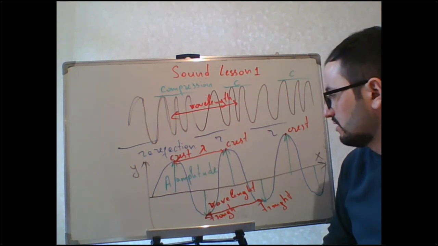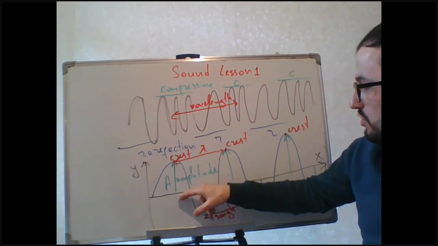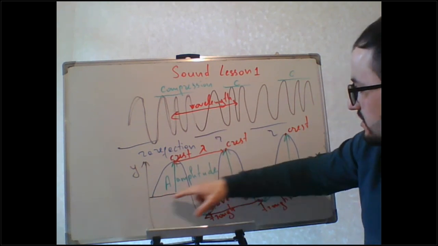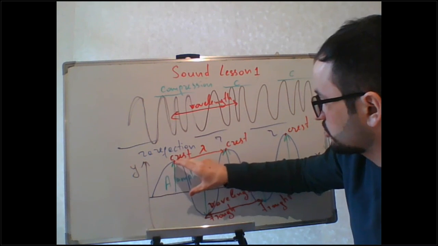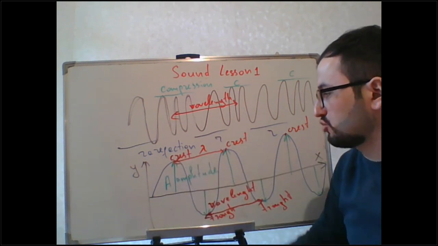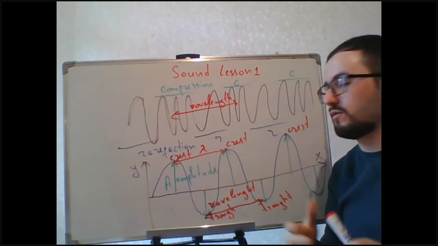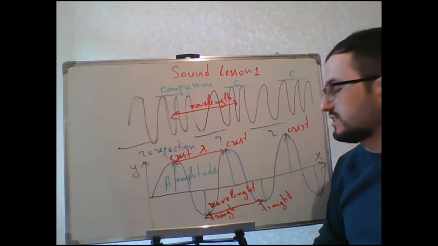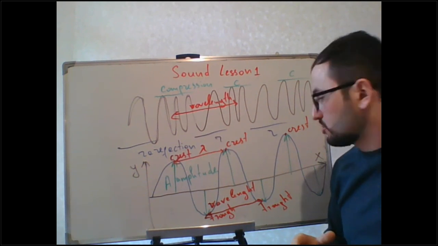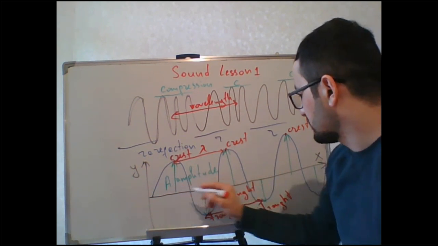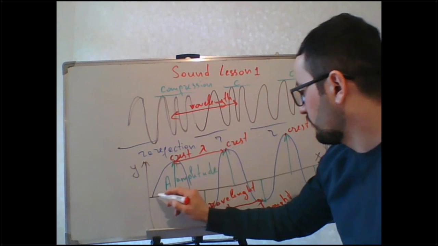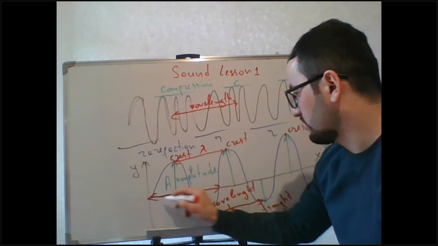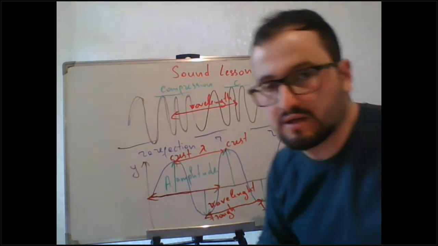Amplitude is the distance from the resting point. The x-axis is the resting point. The maximum distance from the resting point to a crest is called amplitude. But wavelength is the distance between two crests or two troughs. Here is also a wavelength. Look here, here is also a wavelength.